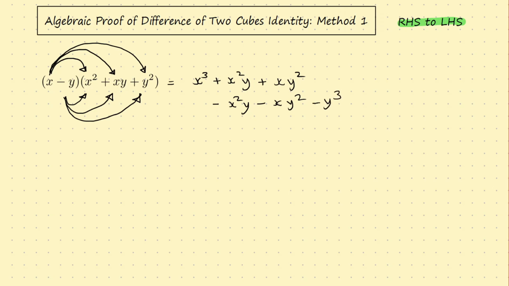And we see that plus x squared y cancels with minus x squared y, and plus xy squared cancels with minus xy squared to leave us x cubed minus y cubed as required.